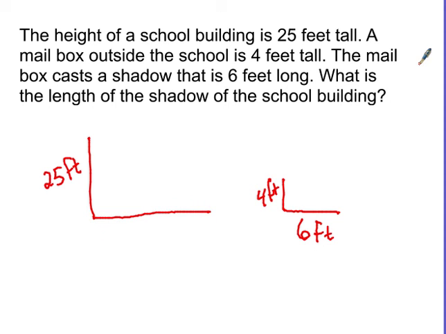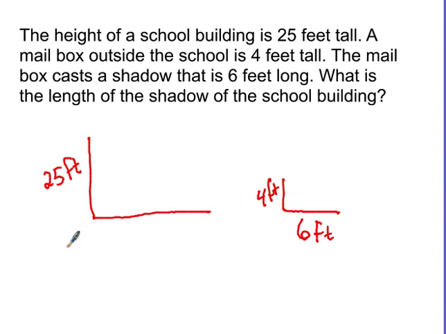Now, before you start throwing numbers, let me ask you this. Is the shadow going to be more or less than 25 feet? More. Why more? Because the shadow of the mailbox is more. Since the shadow of the mailbox is longer than the height of the mailbox, then the shadow of the building has to be longer than the height of the building. So if you set up your proportion and come up with a number like 12 or 6, you know you've done something wrong. So that's one way to check your solution, okay?